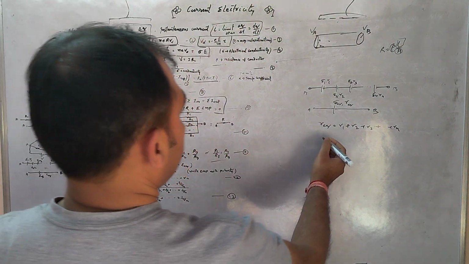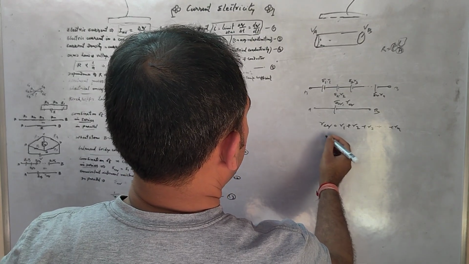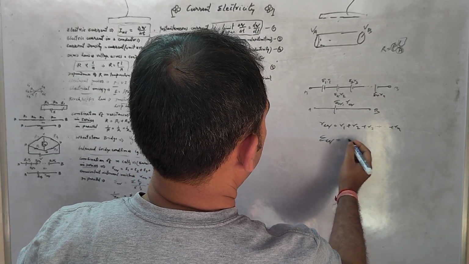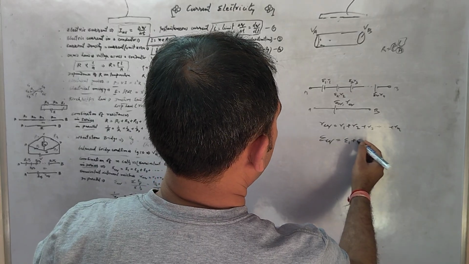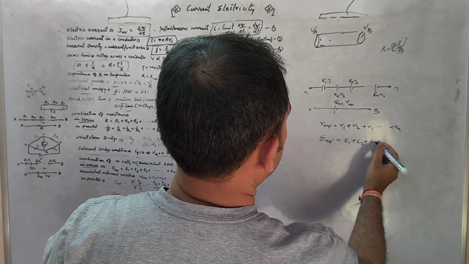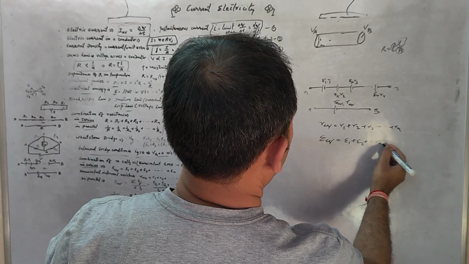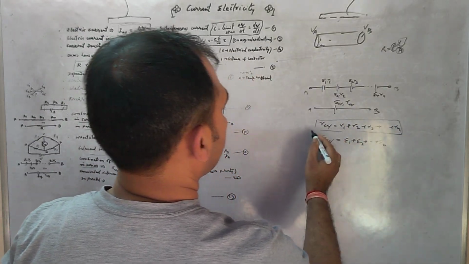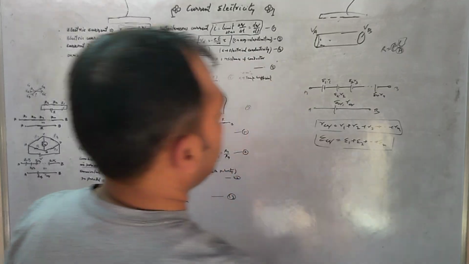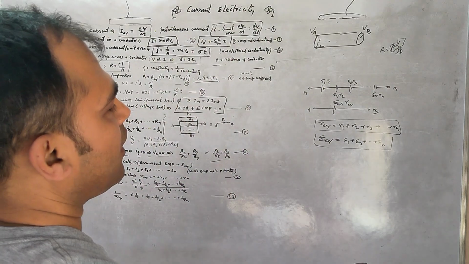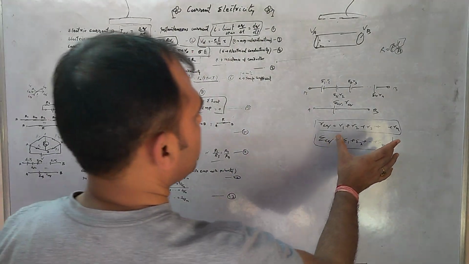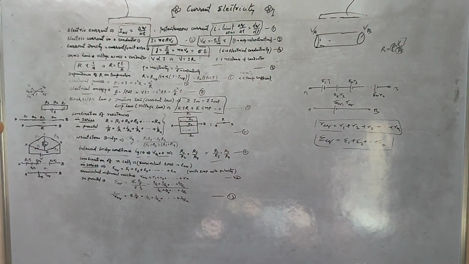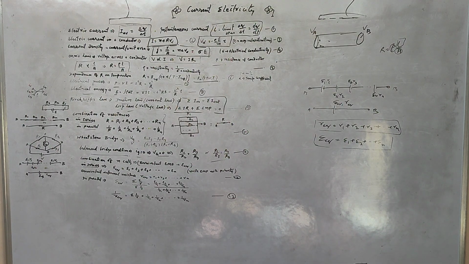And E equivalent will also be equal to E1 plus E2 plus E3 plus En. So this is the case for both: E equivalent and R equivalent will be the sigma R and sigma E. Okay.